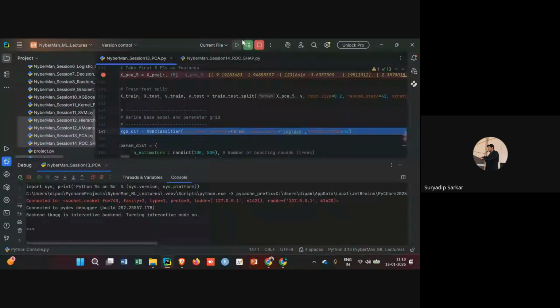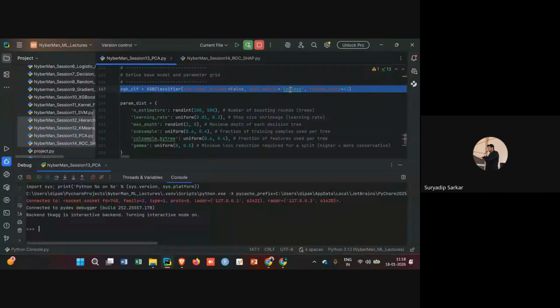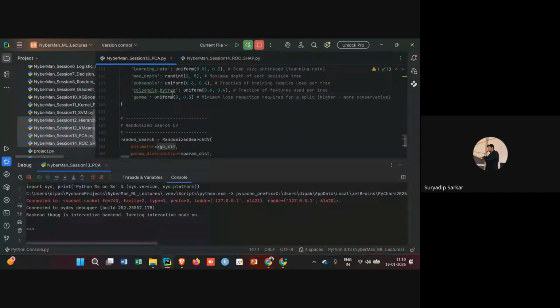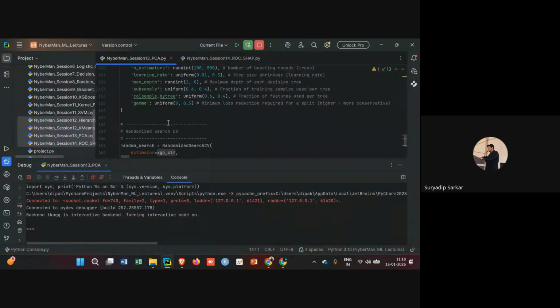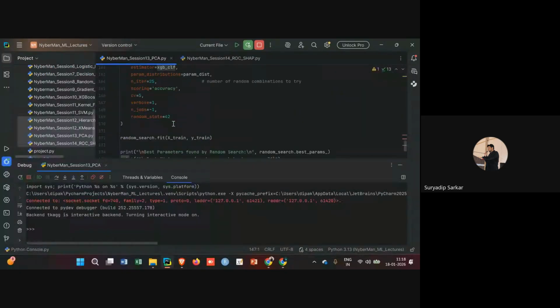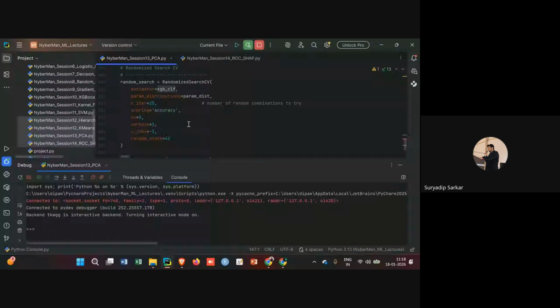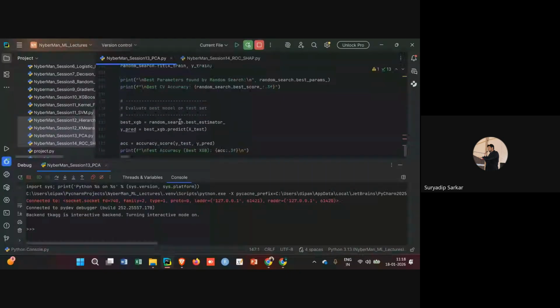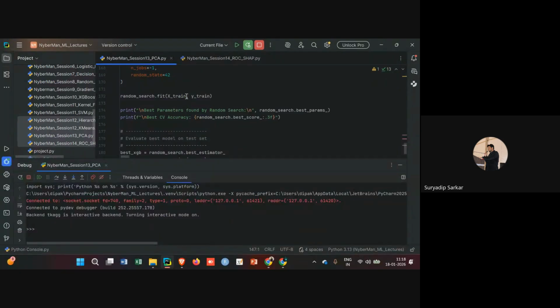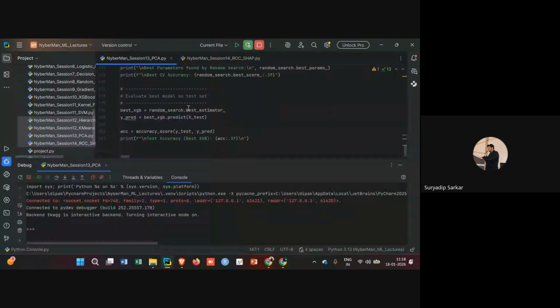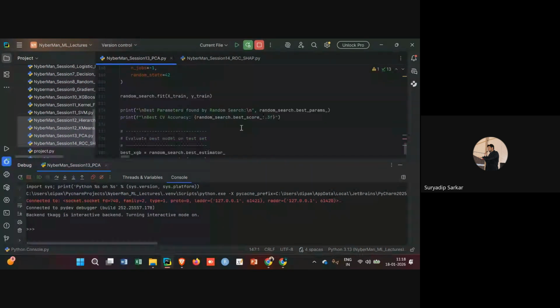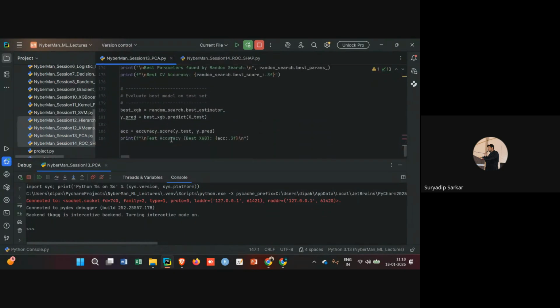You do the split, you define the classifier, you define the parameter distribution, you define the parameter dictionary, right, for hyperparameter tuning. You set up the randomized search CV, right, and then you do the fit. You print the best parameters, the best cross validation accuracy, obviously, and then you will evaluate based on the best model.